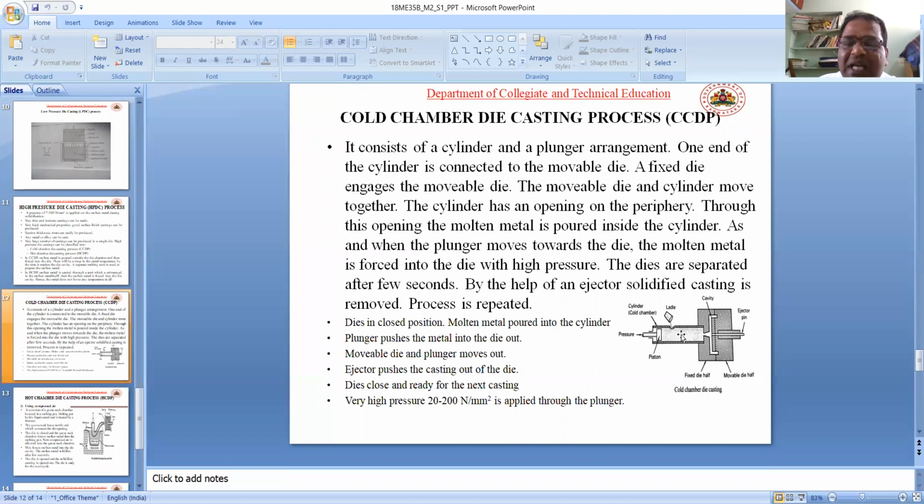The movable die and plunger move out. The ejector pin pushes the casting out of the die. The die closes and is ready for the next casting. A very high pressure of 20 to 200 Newton per mm square is applied through the plunger.